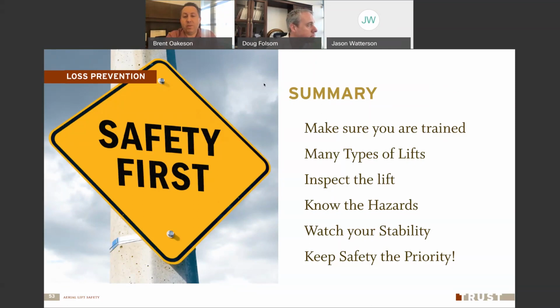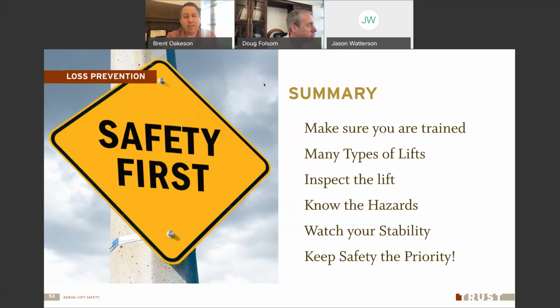Know the hazards. Be aware of what's out there on the job sites, the different conditions to look for, the different hazards with using the lift itself. One of the biggest things is watch your stability. Many fatalities with aerial lifts and scissor lifts is tipping over and getting out of that center of gravity and losing stability. So watch your stability.